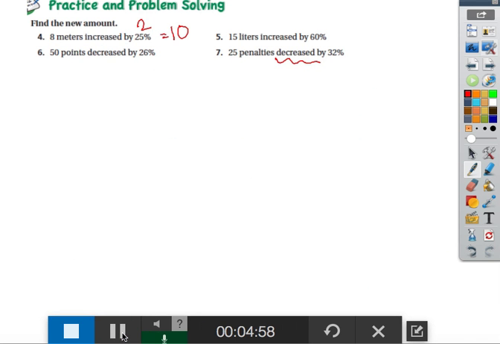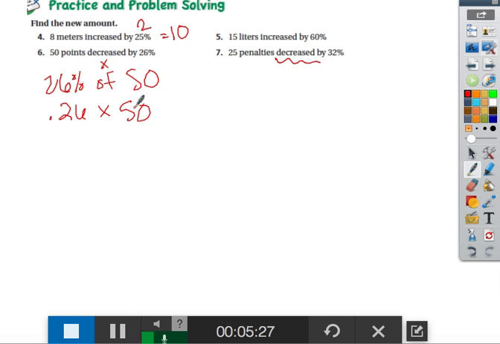50 points decreased by 26%. Before you can decrease it by 26%, you have to know what is 26% of 50. So what does the word of mean? Multiply. So in your calculator, 0.26 times 50 equals.